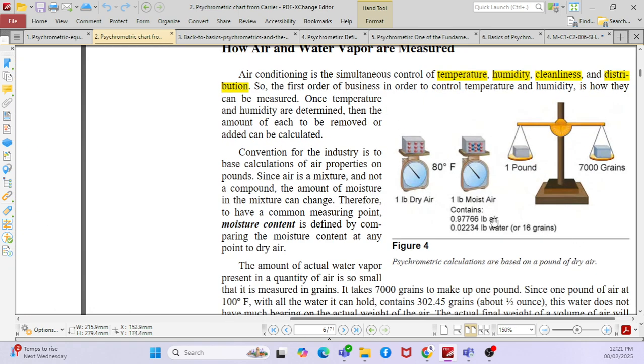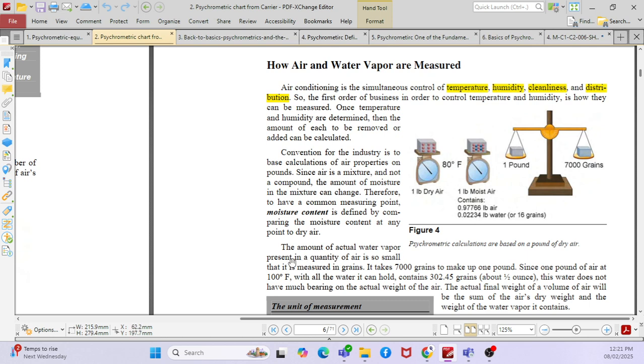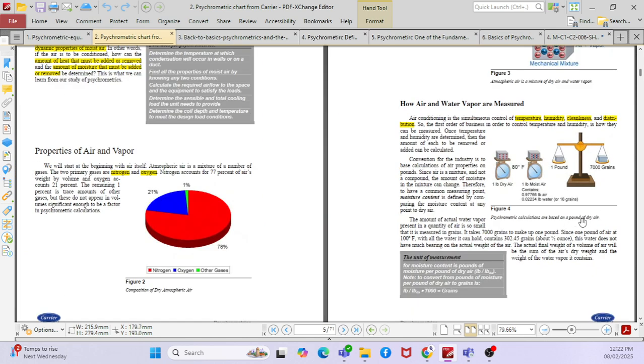Okay, so how are air and water measured? You can see 1 pound of dry air and 1 pound of moisture here. So 1 pound is nothing but 7,000 grains of water vapor, right? The amount of actual water vapor present in a quantity of air is so small that it is measured in grains. It takes 7,000 grains to make 1 pound. Whenever you do the calculations, they will tell you that this much grains is in the air, which means that much water vapor in the air. This is the way they measure it.